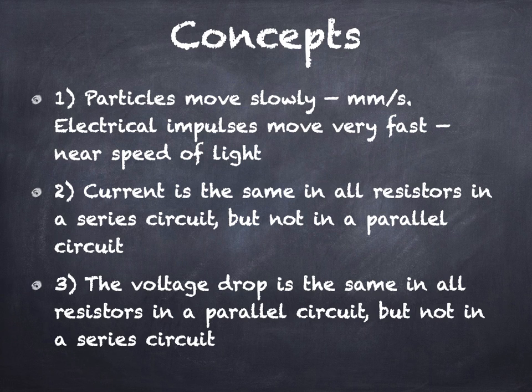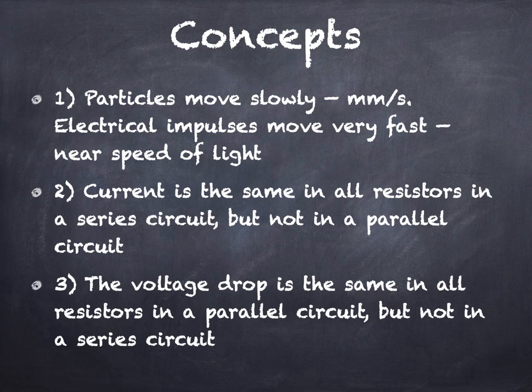Okay, in a current, they ask us about series and parallel circuits. Current is the same in a series, because the current is how many electrons are moving per second. And if it's a series circuit, they have to go through all of the parts of that series because there's only one path. In a parallel circuit, there are multiple paths, and so the current is different. It splits up among the various paths.